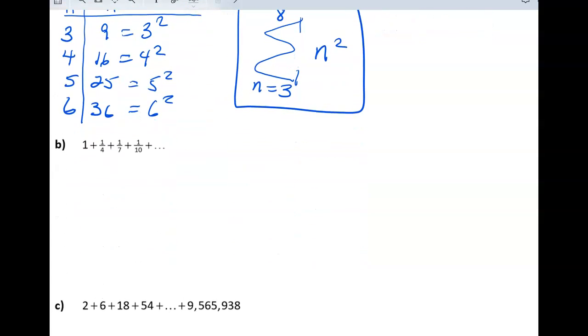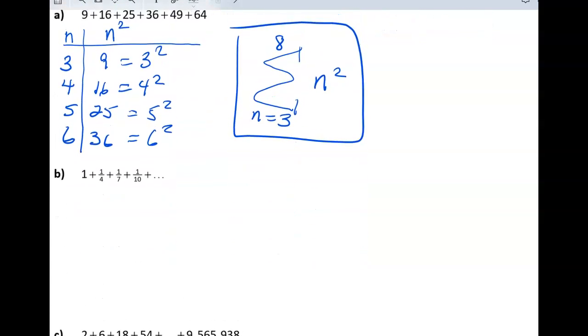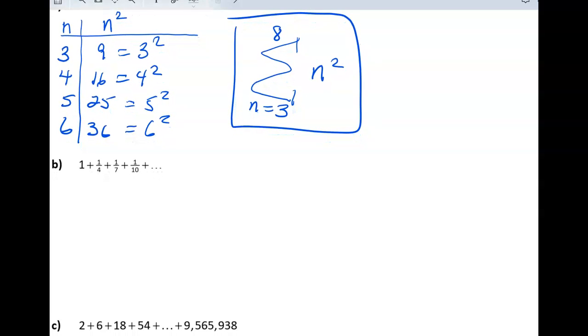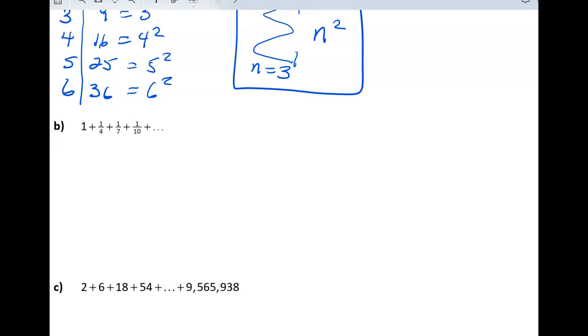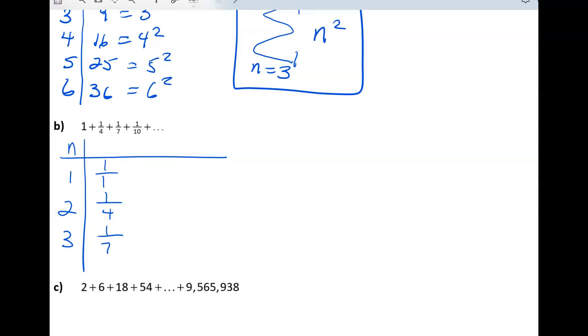Let's take a look at B. In B, this particular sequence is not in itself a geometric or an arithmetic sequence. But if we look at denominators, so for instance, our first term is 1, and if I write it as a fraction, it's 1 over 1. Second term is 1 over 4. Third term is 1 over 7. Fourth term is 1 over 10. And the denominators themselves, 1, 4, 7, 10, are forming an arithmetic sequence.